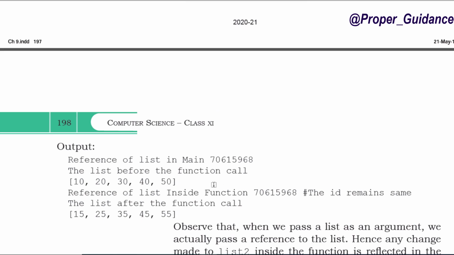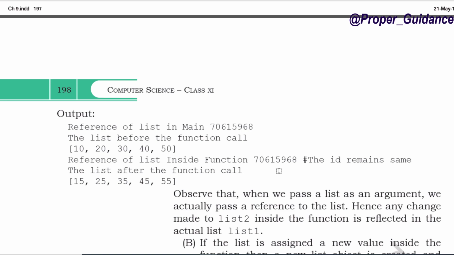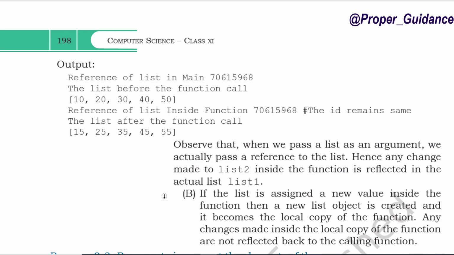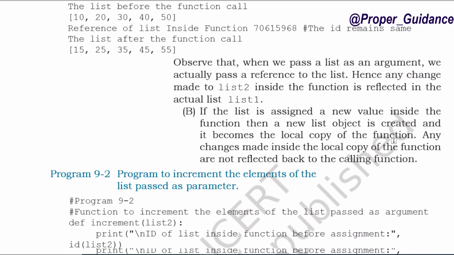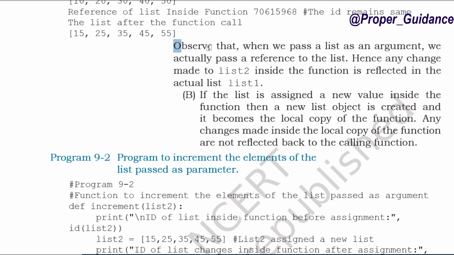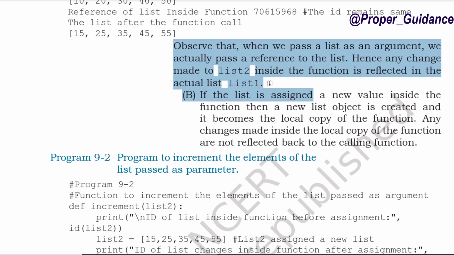Reference of list in main, this thing, the list before the function call, this one. Reference of the list inside function, the id remains same. Id will not change. The list after the function call: 5 increased in each and every element. So 10 will become 15, 20 will become 25, same thing 35, 45 and 55. Observe that when we pass a list as an argument, we actually pass a reference to the list. Hence, any change made to list2 inside the function is reflected in the actual list1. This is a very vital point. Please note it down.